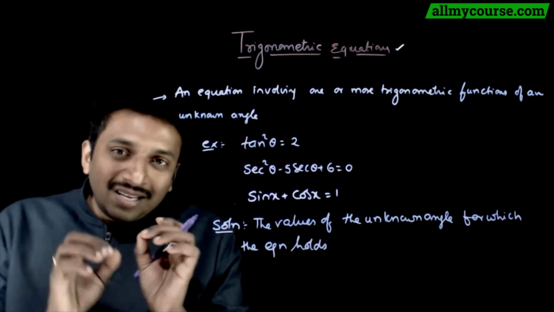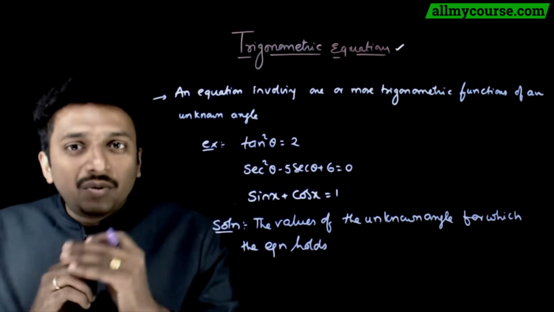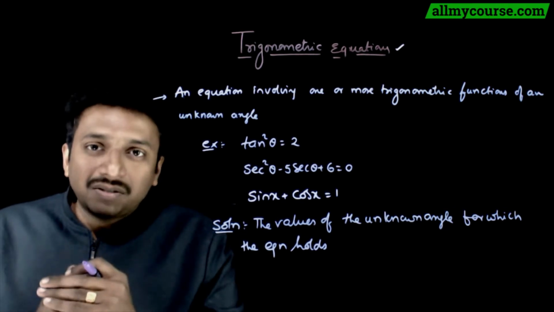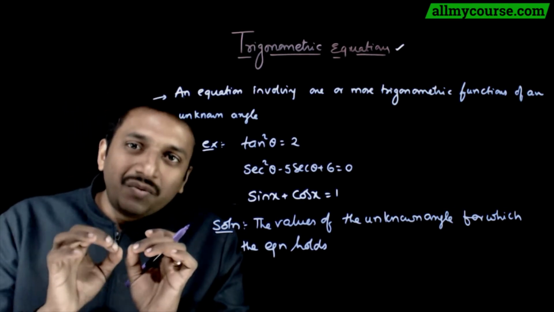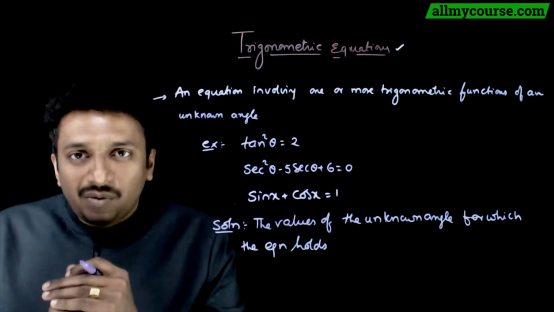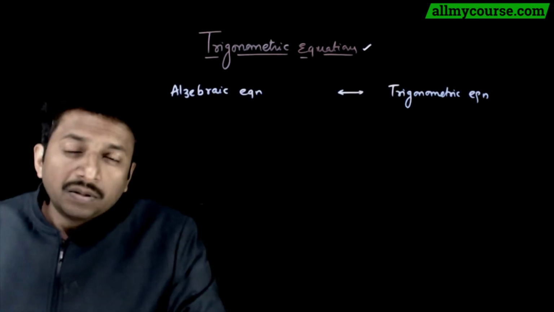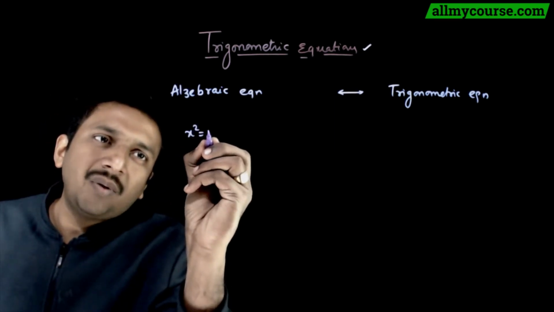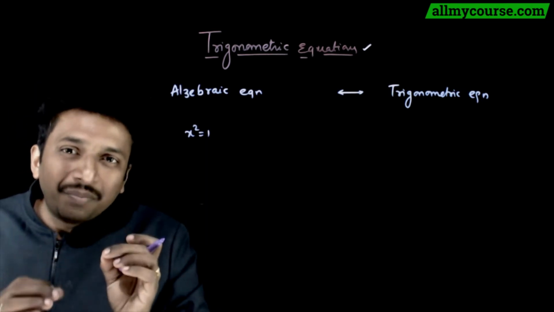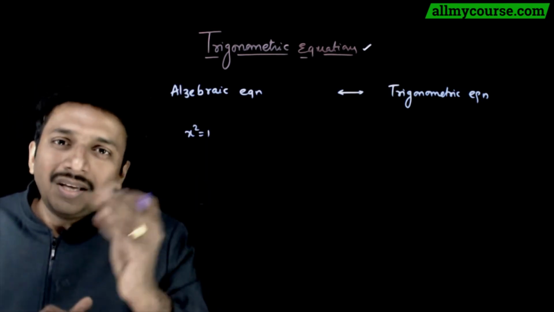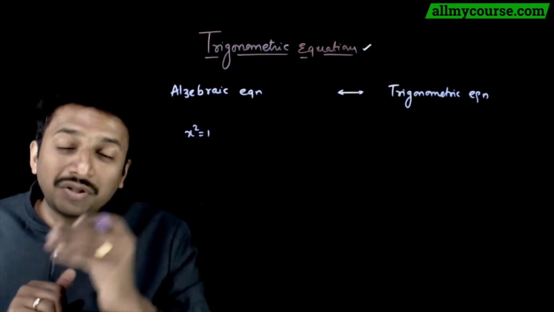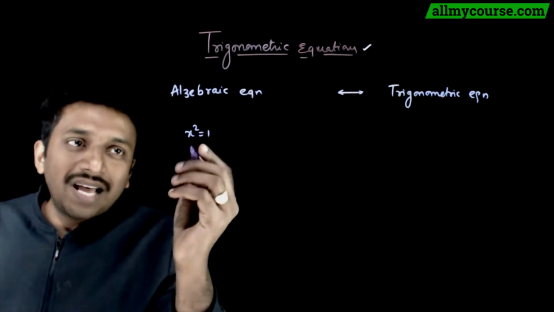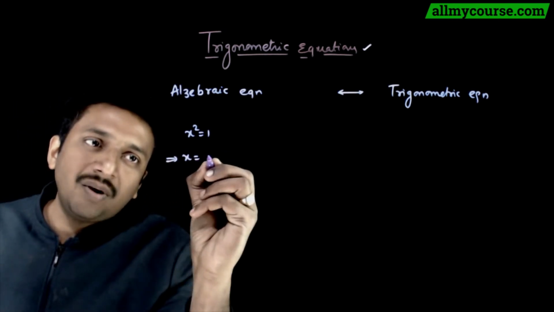But there is a slight difference between the normal equations that we have encountered till now, which are called algebraic equations, and trigonometric equations. So first let us see the difference between algebraic equations and trigonometric equations. For example, let us take a very simple algebraic equation, which is x square is equal to 1. It's a very simple quadratic equation. So what are the solutions of this algebraic equation? That means, what are the values of x for which this equation holds? Obviously, x square is equal to 1 implies x is equal to plus or minus 1.